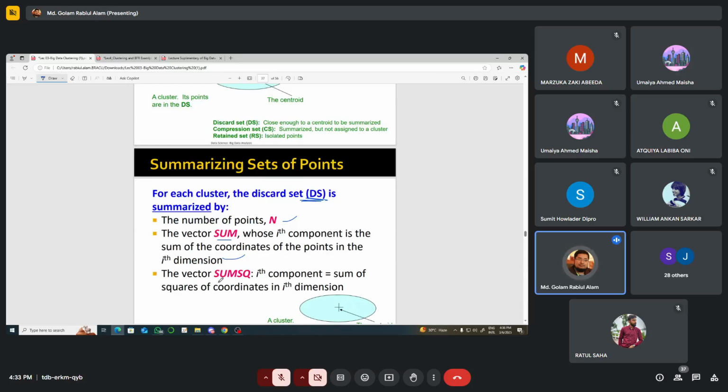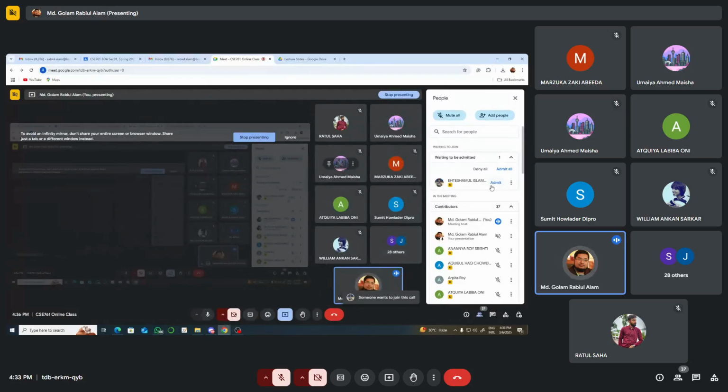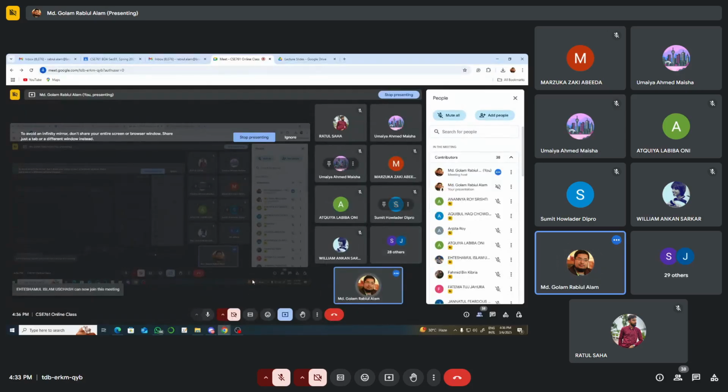And also we have to store another statistic called the sum of squares, the sum of the squared elements. For the ith component, it is the sum of the squared coordinates in the ith dimension. So we need to store those things in our discard set. I can assume that you understand what those statistics are and how to calculate them.